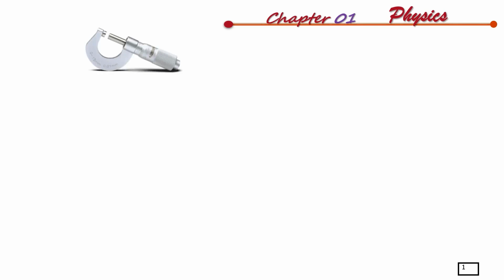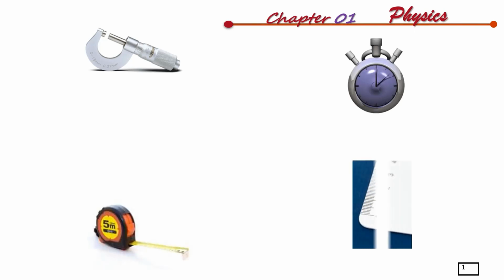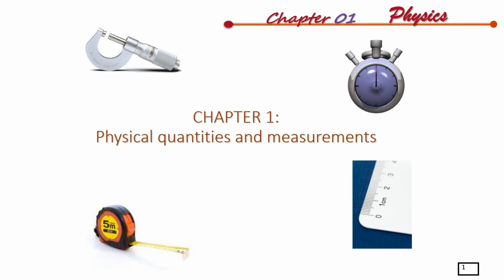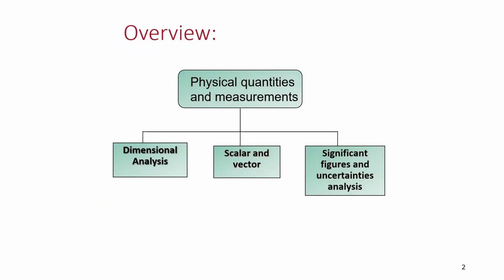For Physics Semester 1, what is the first chapter that we're going to learn? We're going to learn Chapter 1, Physical Quantities and Measurement. Physical quantities and measurement can be divided into three subtopics. The first one is dimensional analysis. The second one is scalar and vector. And the third one will be significant figures and uncertainty analysis that you will learn during the lab session.